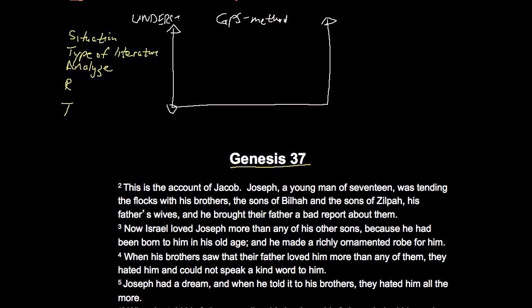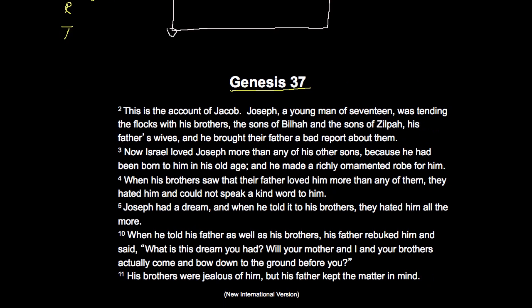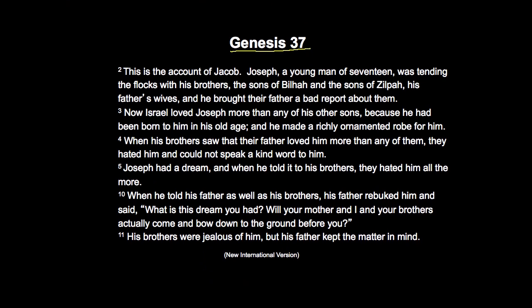So what we normally do is read through the passage, and that's the way we analyze it. We dig into the passage. This is the account of Jacob. Joseph, a young man of 17, was tending the flocks with his brothers, the sons of Bilhah and the sons of Zilpah, his father's wives.